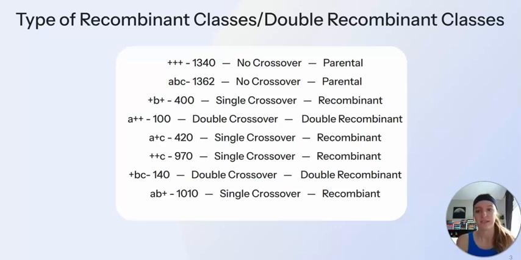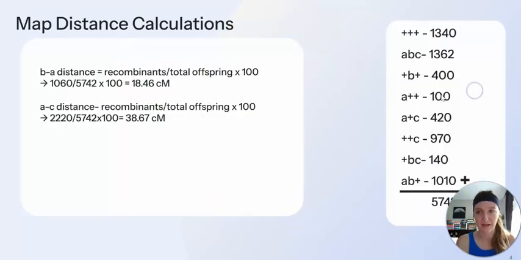A plus C, 420, single crossover, recombinant. Plus plus C, 970, single crossover, recombinant. Plus B C, 140, is another double crossover, so double recombinant, and then A B plus, 1010, is a single crossover recombinant. So those are the classes there.